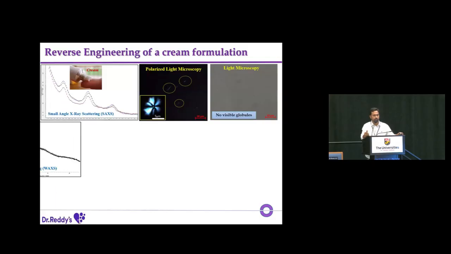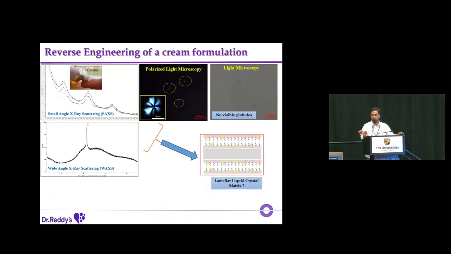We have implemented SAXS and wide-angle X-ray diffraction studies. From the SAXS data, I think most of the people understand that from the periodicity, we can clearly see that there is a clear structure exhibited. So it could be a lamella. It could be a clear lamella.